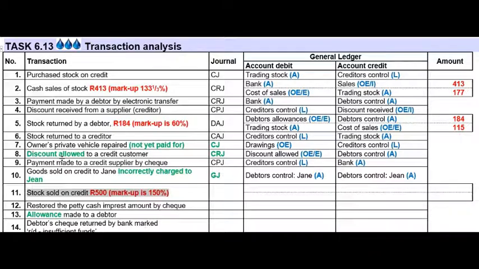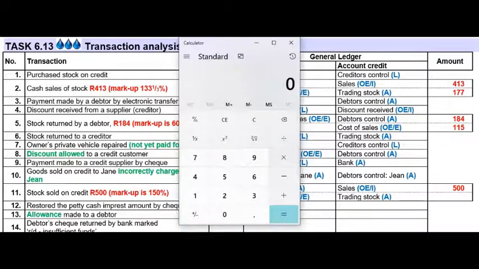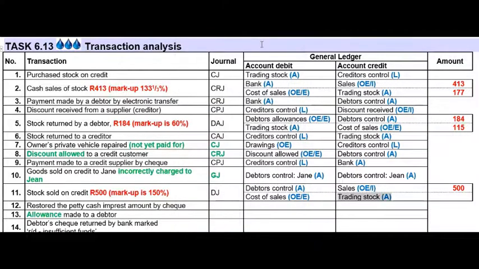Then we sold stock on credit for 500 Rand, the markup is 150%. This is a normal DJ transaction. And remember, as with any sale, it affects 4 accounts. But in this case, debtors control is debited because the customer didn't pay us yet. Sales is credited. The selling price was 500 Rand. Cost of sales is debited. Trading stock is credited. And you had to go and calculate that cost price by saying selling price over 1 multiplied by 100 over 100 plus markup. In this case, it's 100 plus 150 is 250, gives you a cost price of 200 Rand.